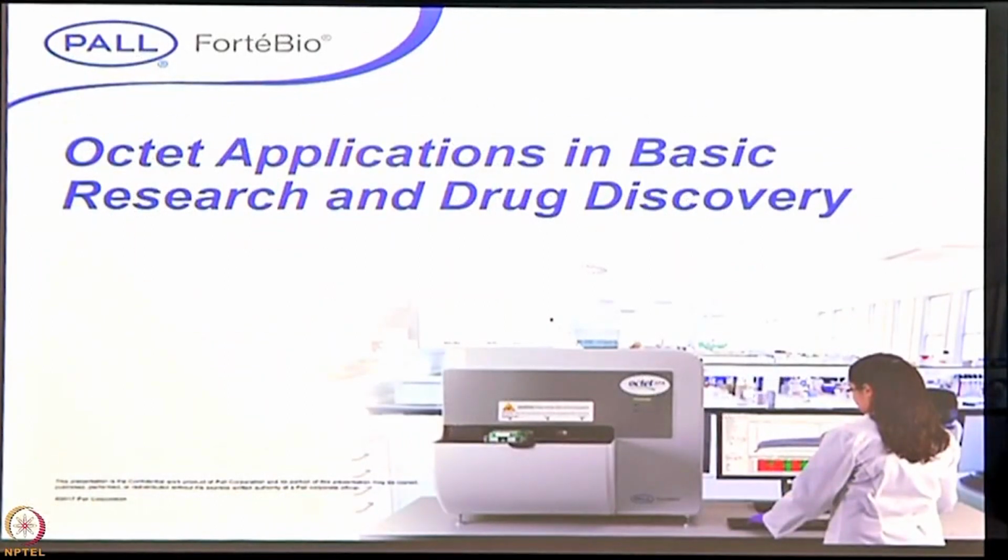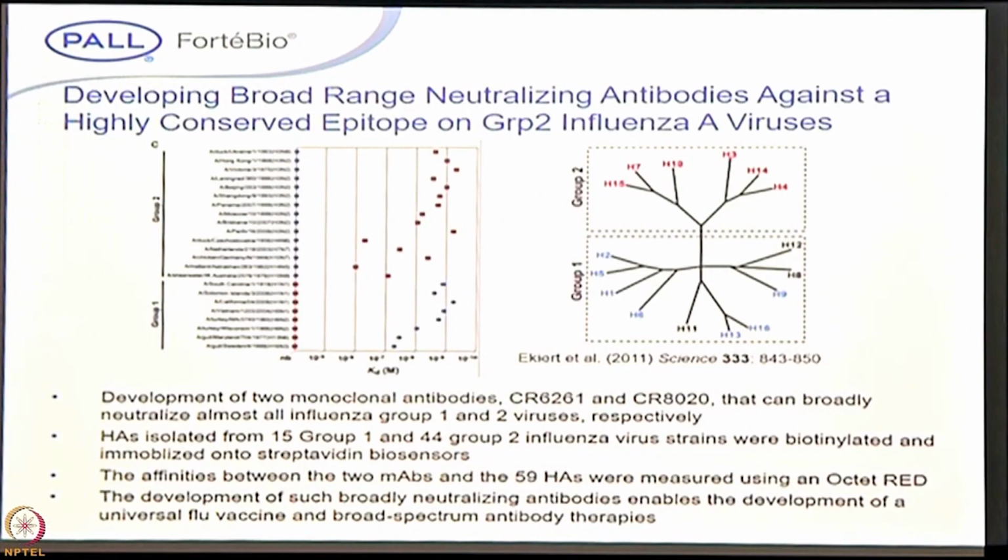So we come to the application side, how we are going to use it. One example here is from a group interested in developing a vaccine based on influenza. They identified two antibodies with broadly neutralizing capacity to influenza. In this experiment, the author isolated 15 group 1 and 44 group 2 different hemagglutinins, biotinylated them, immobilized all 59 hemagglutinins using the streptavidin sensors, and then screened with the respective antibodies.